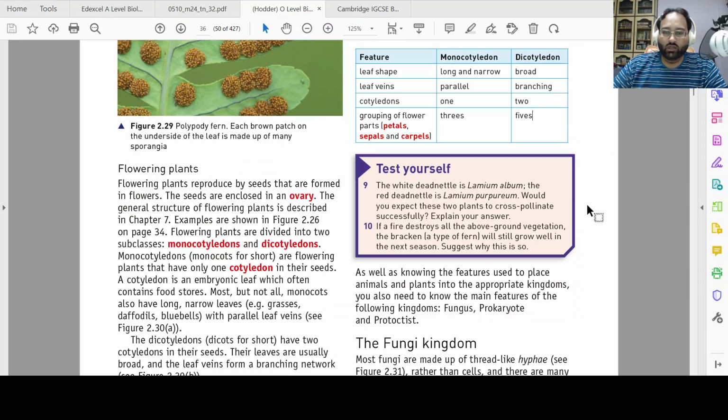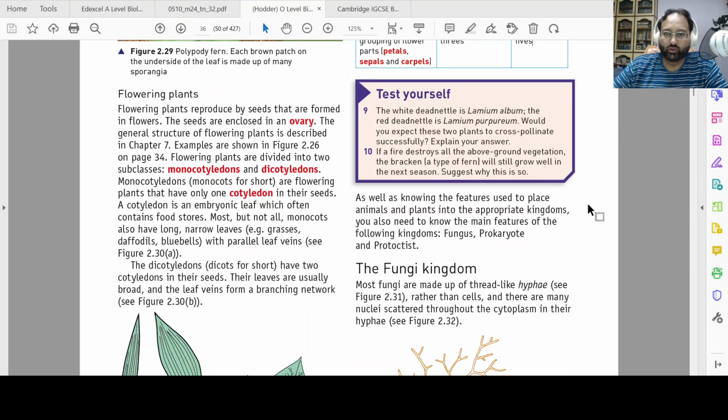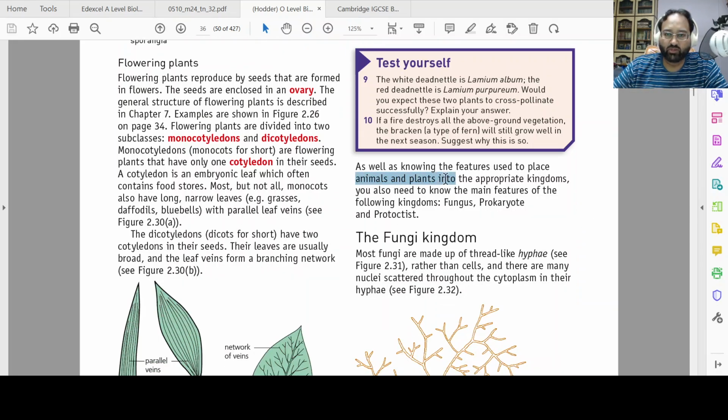Okay. Right. So as well as knowing the features used to place animals and plants into the appropriate kingdoms, you also need to know the main features of kingdom fungi, prokaryote, and protoctista. Let's take a look at these guys.